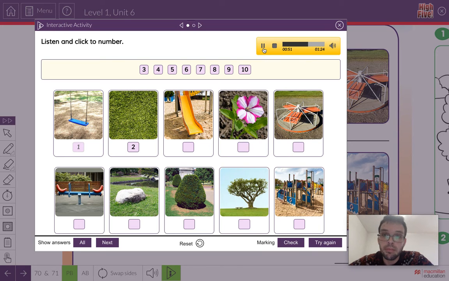7. I can play on the seesaw in the park. Number 7. I can play on the seesaw. Which picture is number 7?